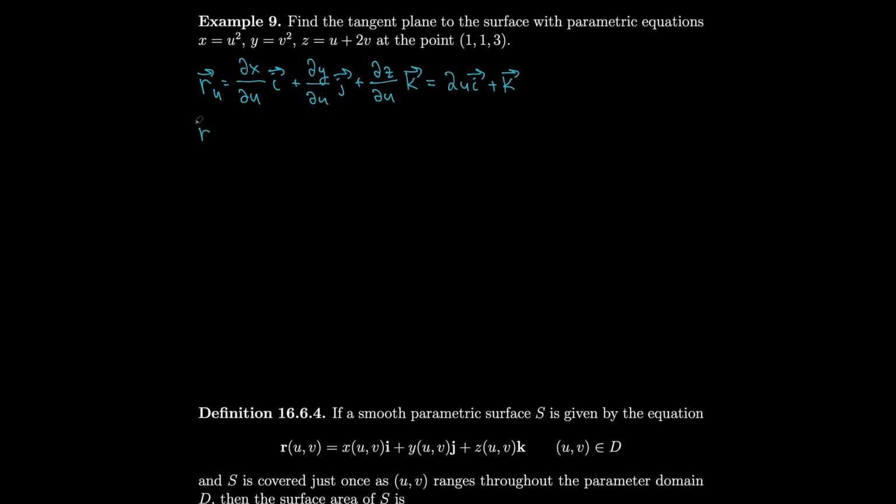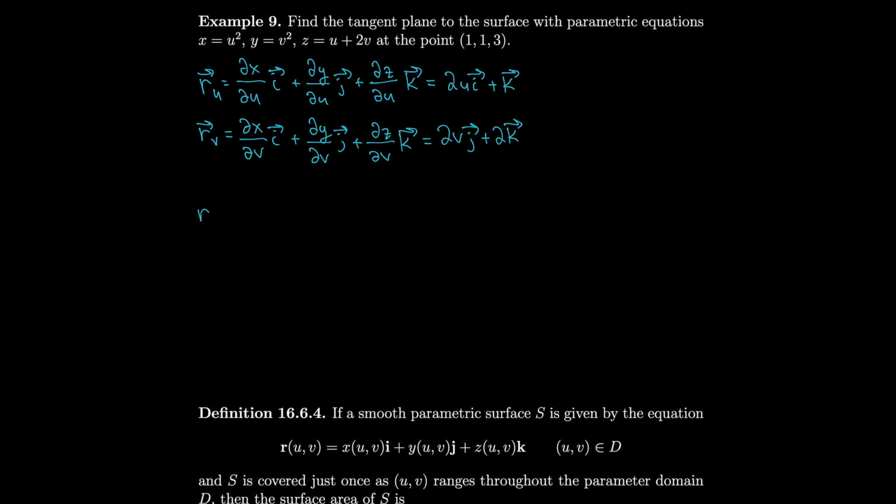Let's do the same thing to get our partial with respect to v. So that would be partial of x with respect to v plus the partial of y with respect to v for j plus the partial of z with respect to v for k. And that'll just be 2v for j. Notice now the i component is 0 plus 2k.